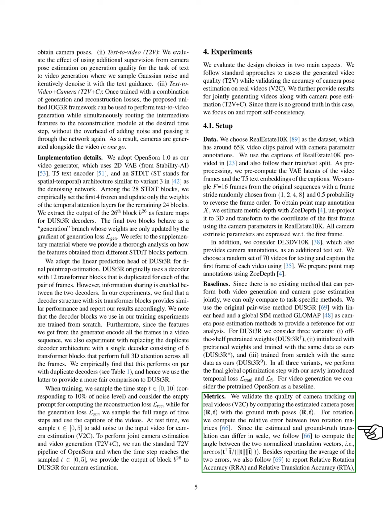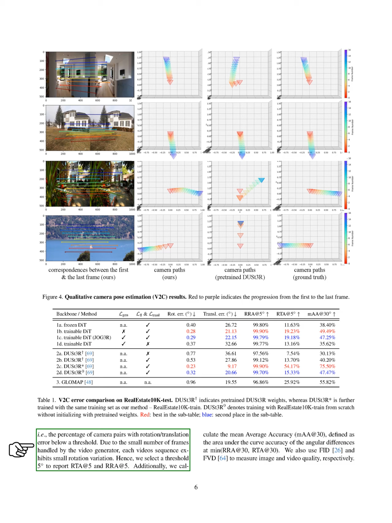Since translation estimates can vary in scale, we compute the angle between the normalized translation vectors. We report both the average of these errors and the percentage of camera pairs with rotation and translation errors below a certain threshold. Given the small number of frames processed by our video generator, we set a threshold of 5 degrees for reporting accuracy metrics. We also calculate the mean average accuracy based on angular differences.